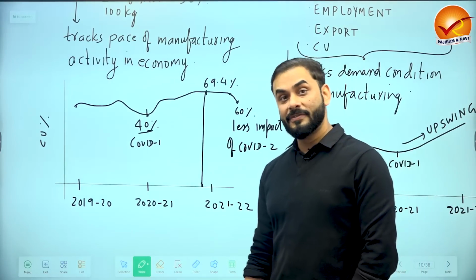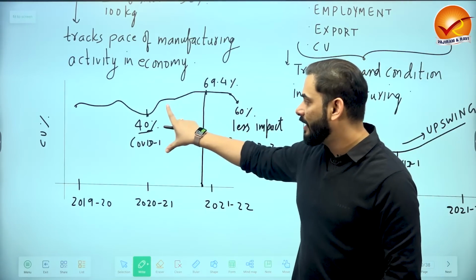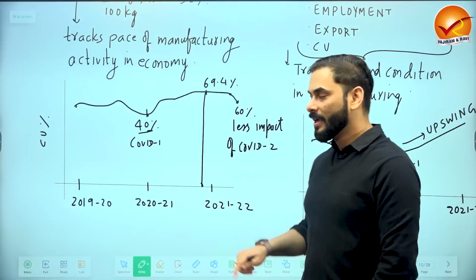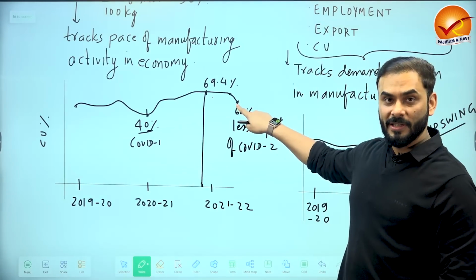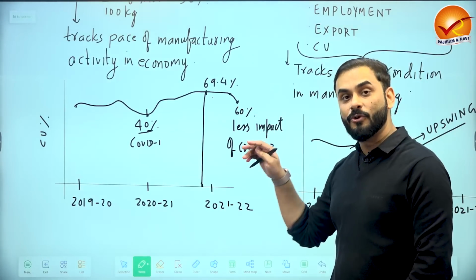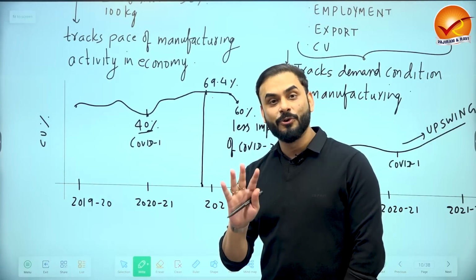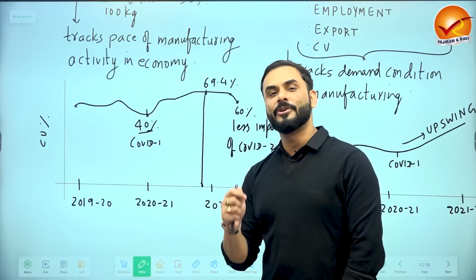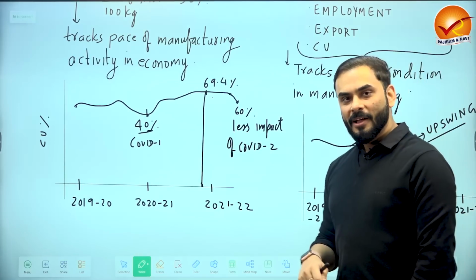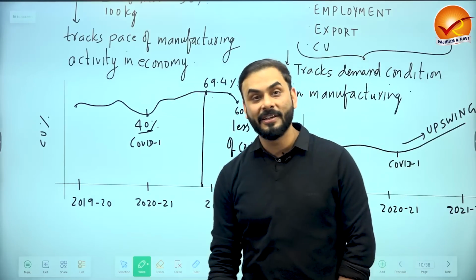So it reached 70 after COVID, which means that somehow, if you look carefully, in the first wave of COVID, our industries were impacted very badly because of lockdown. But in the second wave of COVID, if you see, our capacity utilization has come down, but our capacity utilization in the second wave of COVID is better than the first wave, which means in the second wave, our industries faced COVID in a much stronger manner. Also because the lockdown was not very stringent, right? So this is what we conclude from it. What does capacity utilization tell you? So capacity utilization tracks the pace of manufacturing activity in the economy.